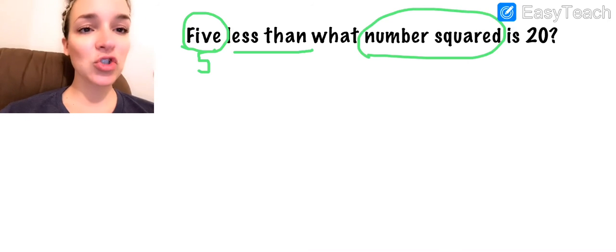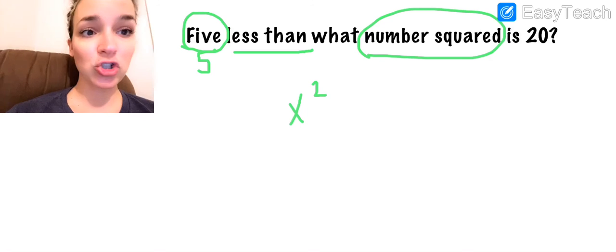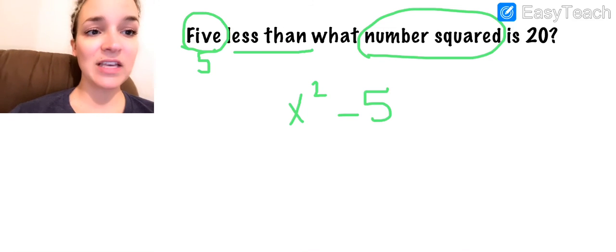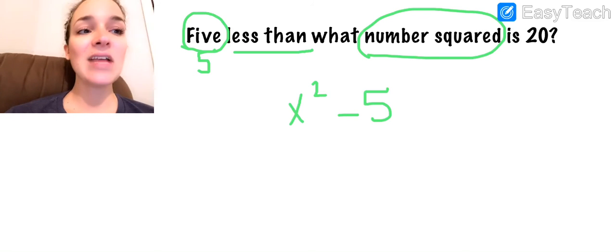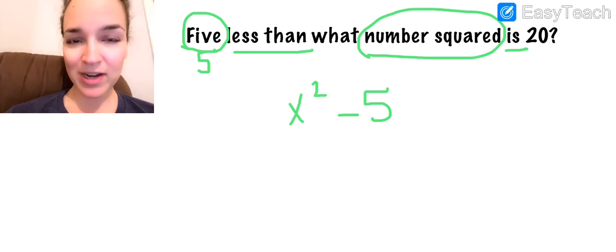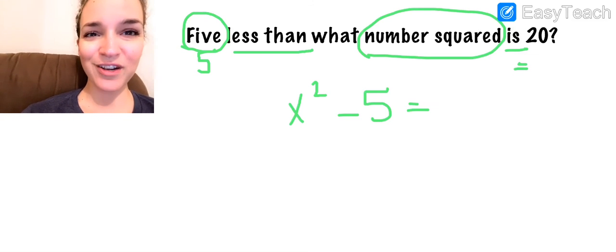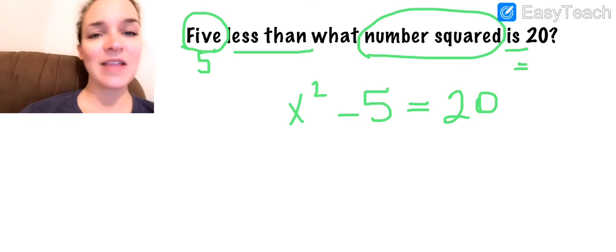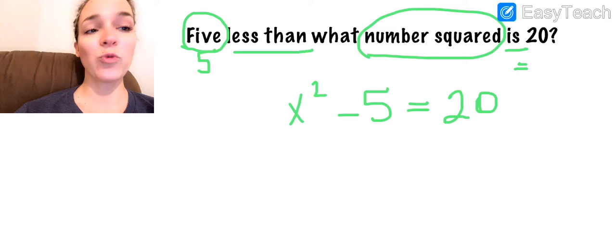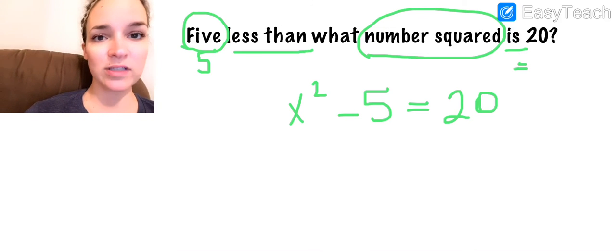So the number squared, which we don't know what the number is, so we'll just call it x, okay? But the number squared minus 5 is how we would translate when it says 5 less than what number squared, okay? Then we see the word is. What does is tell us? If you said equal to, then you would be correct. So is equal to 20. Now we can solve. We've translated our word problem into an equation. So now let's get to solving.